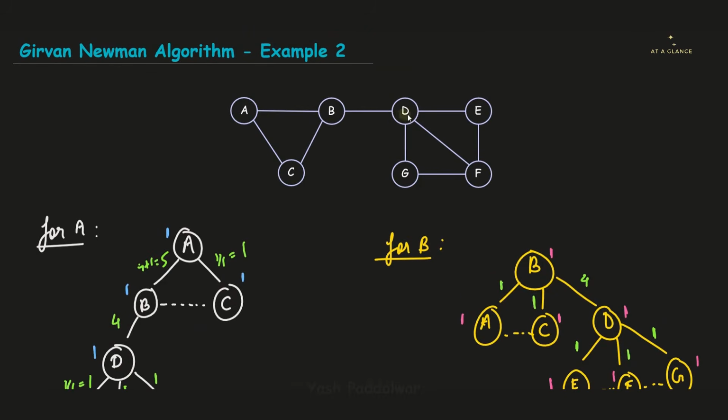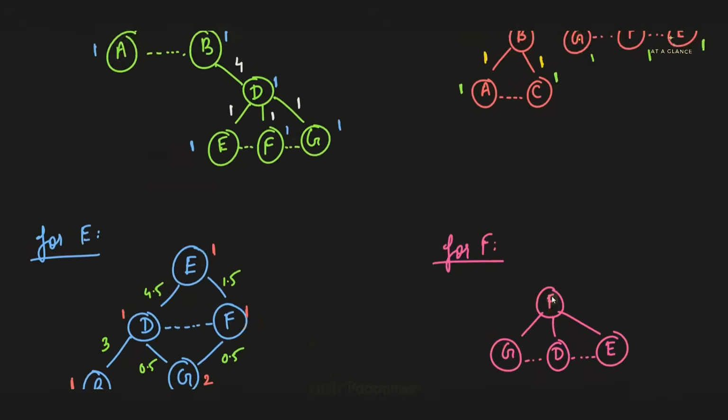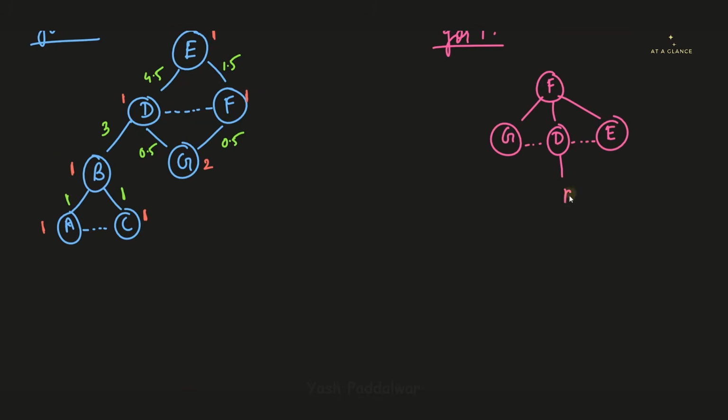Now further, D has a child, B. So let's write that. And B has two children, A and C. Both of these are at the same level, but they are connected in the graph. So let's show it by a dotted line.